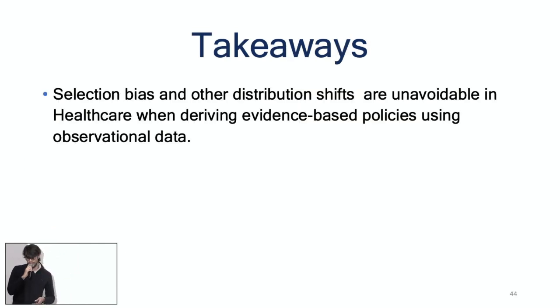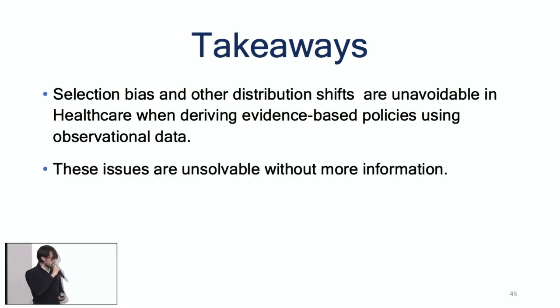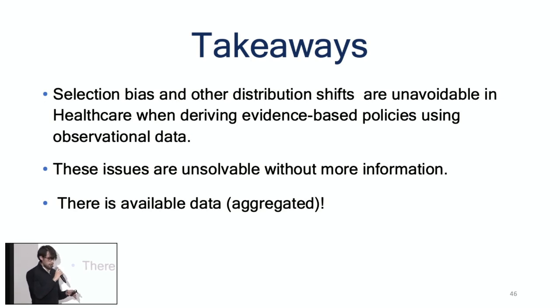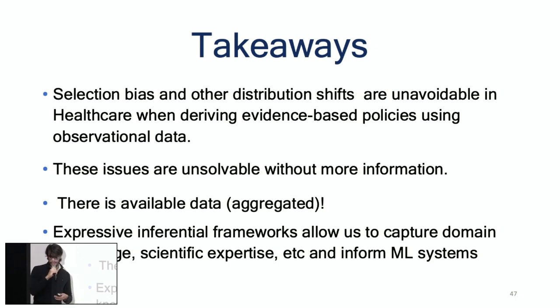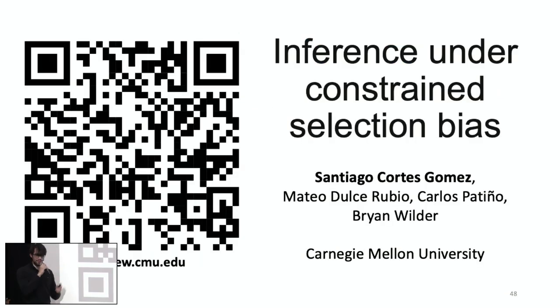So, what are the takeaways? The first one: when grounding policy making on observable data, we are always going to suffer from selection bias. This is an unsolvable issue unless you make some assumptions. We have a lot of available data, albeit it has to be said, it often comes as aggregations. And finally, expressive inferential frameworks, such as ours, allow us to include domain knowledge and scientific expertise that allows us to inform ML systems. So thank you very much for listening.